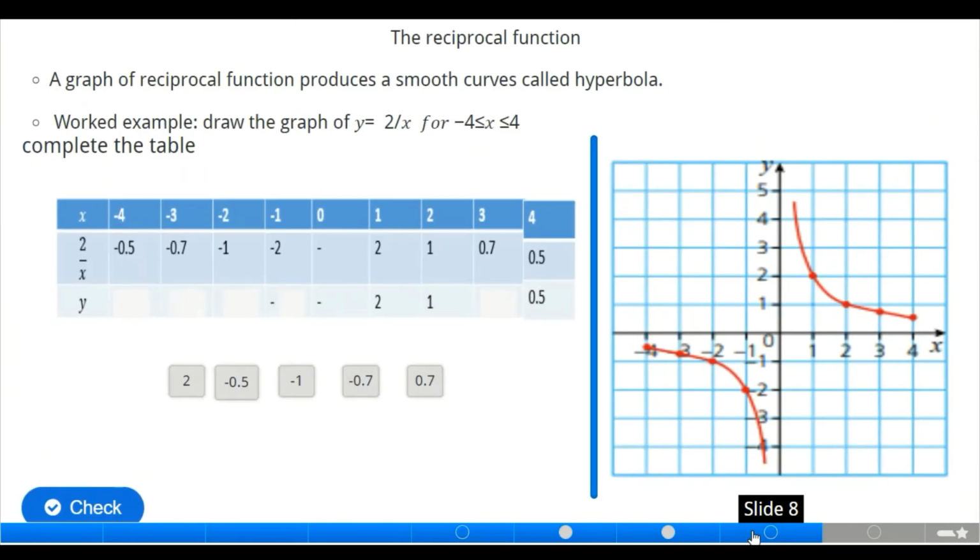Now let's look at another example that we have here. We have to draw this graph. Y equals 2 over x. And the value for x ranges from what?